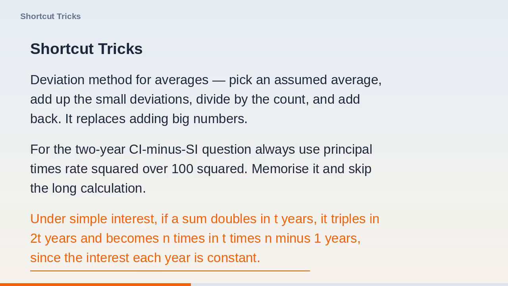Trick 3. Under simple interest, if a sum doubles in t years, it triples in 2t years and becomes n times in t times n minus 1 years, since the interest each year is constant. Trick 4. For CI over 2 years, the effective growth is 2R plus R squared over 100 percent. For R equal to 10, that's a clean 21%, so money becomes 1.21 times.